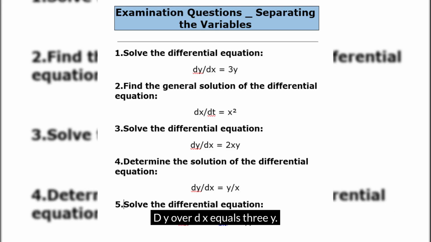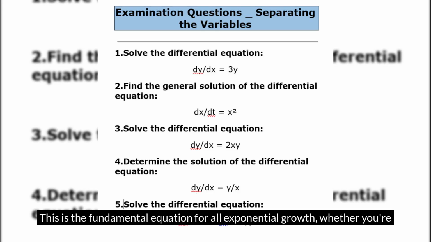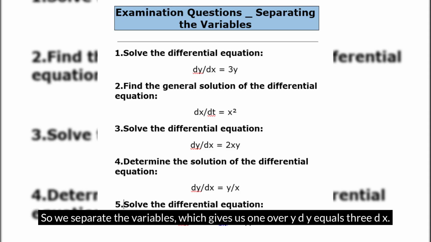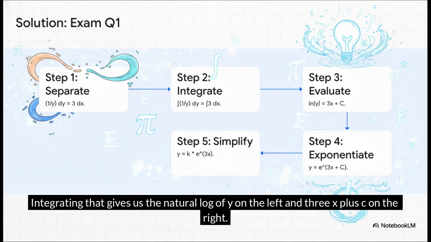dy over dx equals 3y. This is the fundamental equation for all exponential growth, whether you're talking about bacteria in a lab or money in a bank account. So, we separate the variables, which gives us 1 over y dy equals 3 dx. Integrating that gives us the natural log of y on the left and 3x plus c on the right.